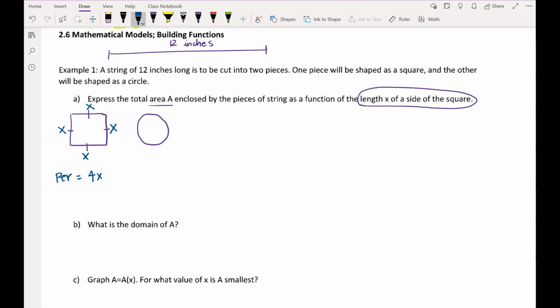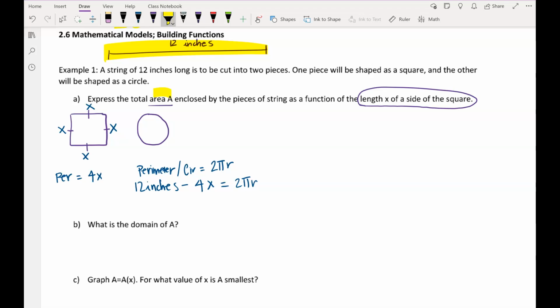So that means the perimeter of the circle, well, in a circle we don't really call it a perimeter, we call it a circumference, right? The circumference of the circle is 2 pi r, but we have already used 4x for the square. We have 12 inches total, okay? We have used 4x already for the square, so we take it away from 12 to give us the circumference of the circle. Remember, we were given 12 inches to begin with.